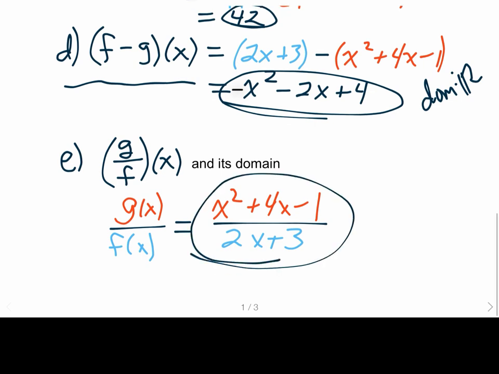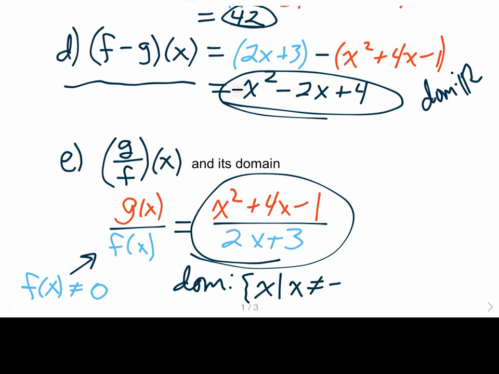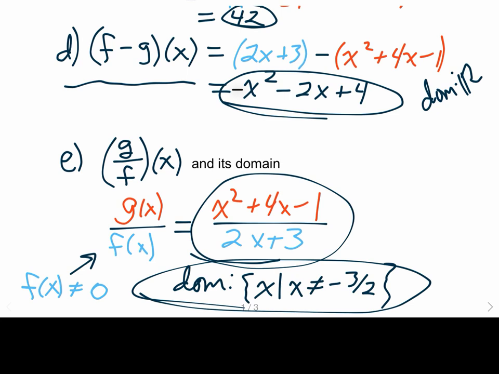But we were also asked for its domain. When we consider the domain of a function like this, or domains in general, we need to make sure that the denominator does not equal 0. So in this case, we need values that do not make f equal to 0. So since f is 2x plus 3, the domain of this function is going to be the set of x such that x does not equal negative 3 halves. Remember, that's the value that would make f equal to 0.